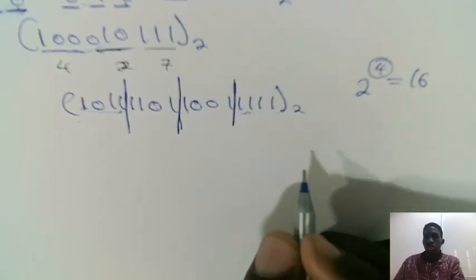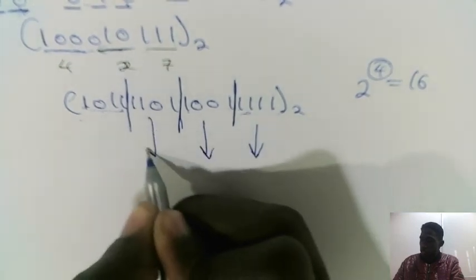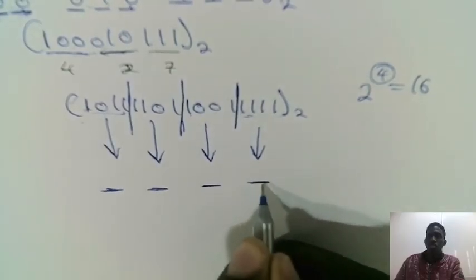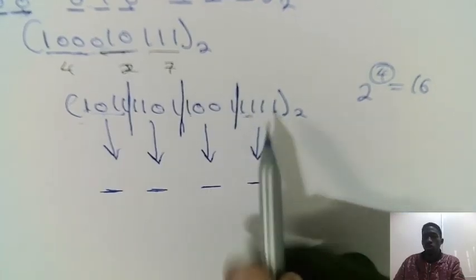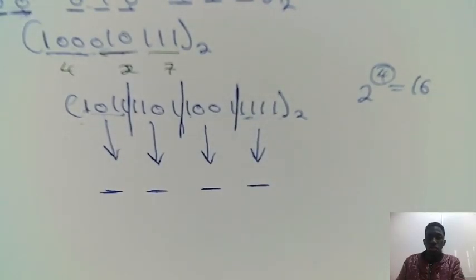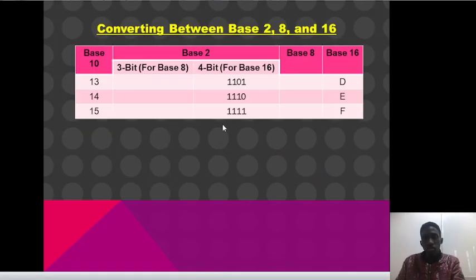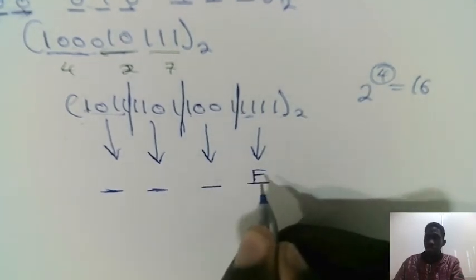The next step is to find the equivalent of these numbers in base 16. Each should give me a single digit, and I need to find those single digits. So we start first with 1111. We check the table for 1111. 1111 in base 2 is equivalent to F in base 16. So I know that I'm supposed to get F here.